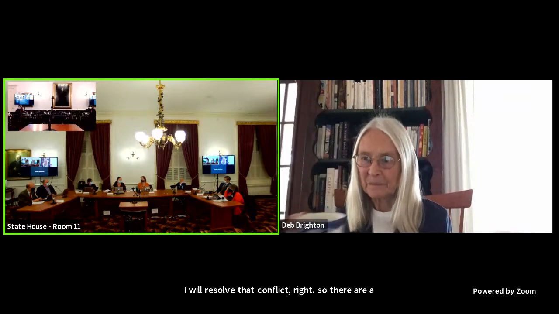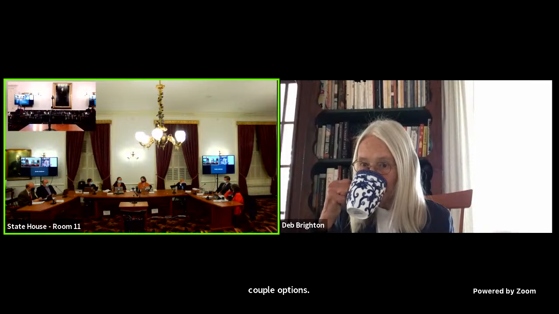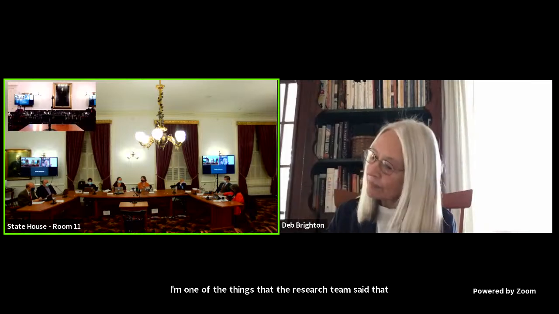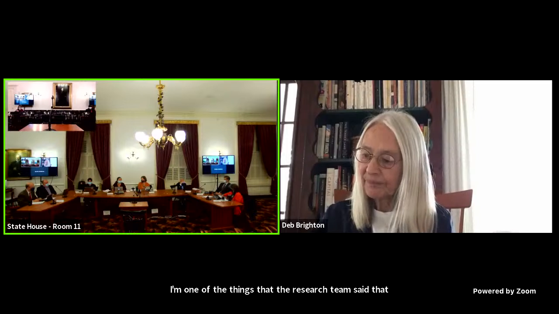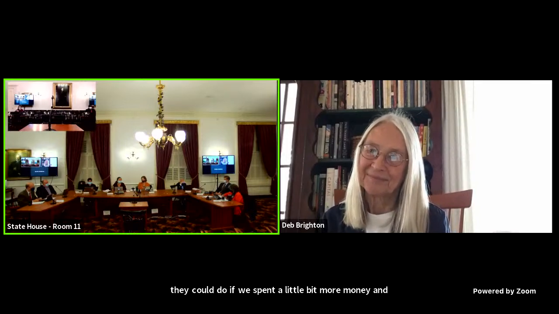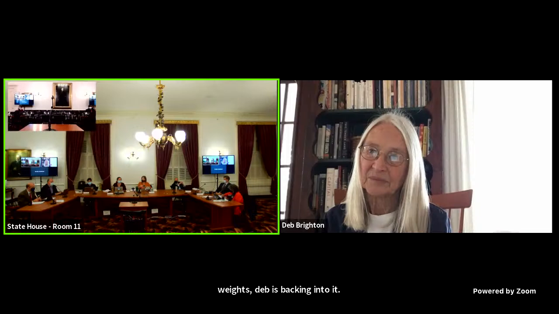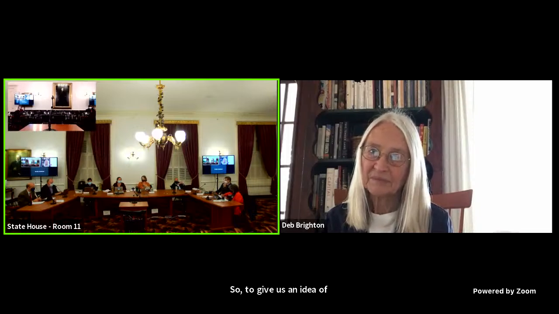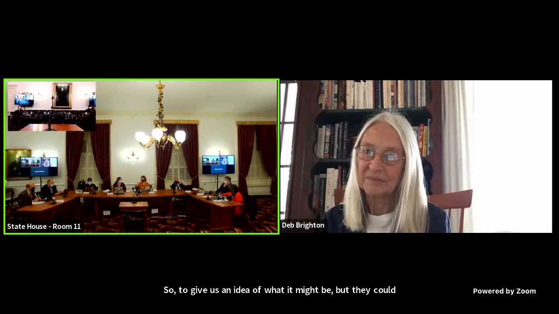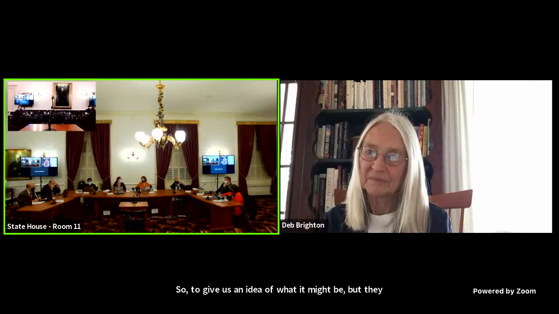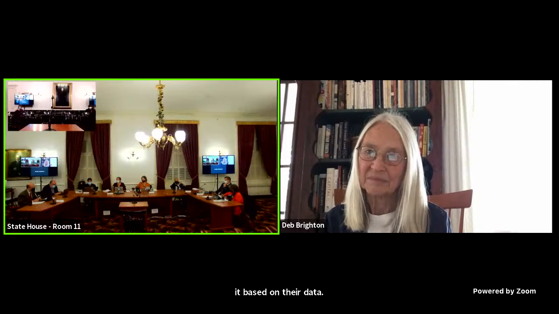One of the things that the research team said that they could do if we spent a little bit more money and gave them a little bit more time is to come up with the cost equivalent payment for each of the weights. Deb is backing into it, so to give us an idea of what it might be, but they could run it through their regression and do it based on their data. And so we could ask them to do that.